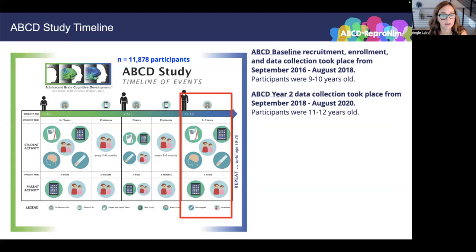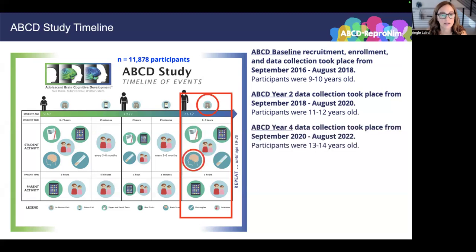Enrollment ended in August 2018 with a total of 11,878 participants. And at that point, study sites fully transitioned from a focus on recruitment of participants to that of retention. Year 2 visits, excuse me, which again were a long 7-hour in-person visit that included a neuroimaging session, took place from September 2018 to August 2020. And year 4 data collection took place September 2020 through August 2022. During that time, participants were 13 to 14 years old and again included a neuroimaging session.